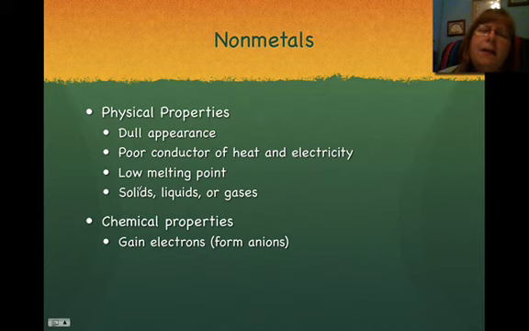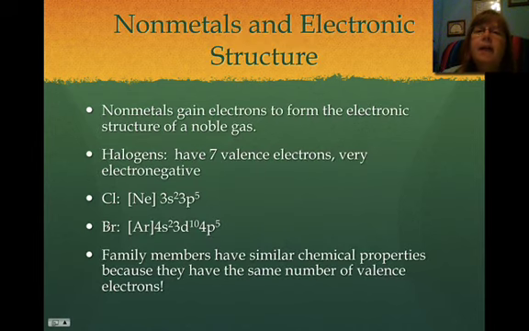All right, let's talk about the nonmetals. Let's review their physical properties. They're dull in appearance. They are poor conductors of heat and electricity. They have low melting points. They can be solids, liquids, or gases. But their chemical properties are that they gain electrons. They like to form anions. And so let's see why. Nonmetals will gain electrons so they can have an electron configuration similar to that of a noble gas.